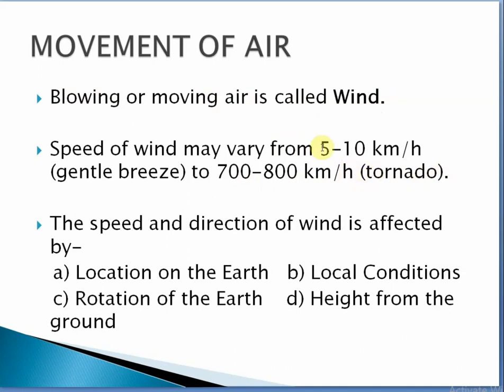You can see the difference in the speed. When it blows at 5 to 10 km per hour, we call it a gentle breeze. But when it rises to 700 to 800 km per hour, it takes the shape of a tornado. How is the speed and direction of wind affected? The speed and direction of wind is affected by number one, the location on the earth, number two, local conditions, number three, the rotation of the earth, and number four, height from the ground.